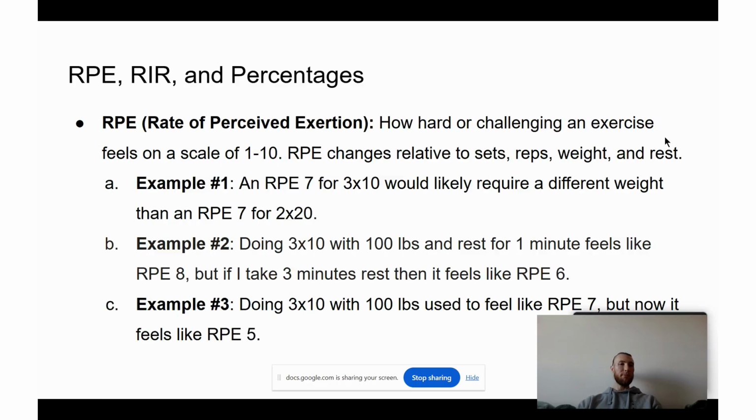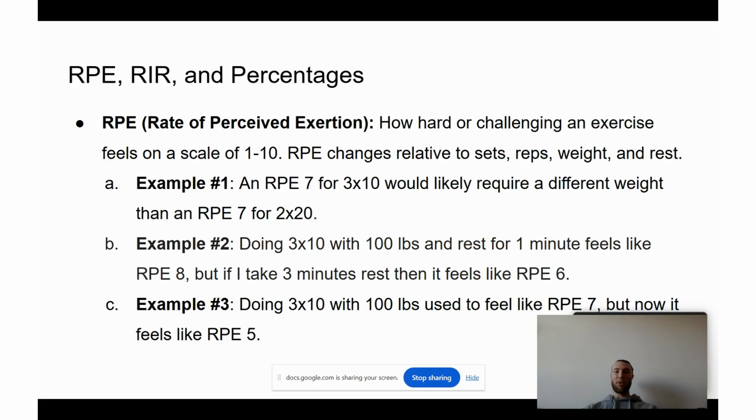All right. Next thing, RPE, RIR, and percentages. Starting out with RPE. So RPE stands for rate of perceived exertion. That's a fancy way of saying how hard something was, how hard it felt, or how challenging it felt on a scale of 1 to 10, with 10 being this felt extremely hard. RPE is always going to change relative to the sets, reps, weight, and rest that you're doing, and then where you are in your journey, because something that used to feel hard may feel really easy a couple weeks from now.